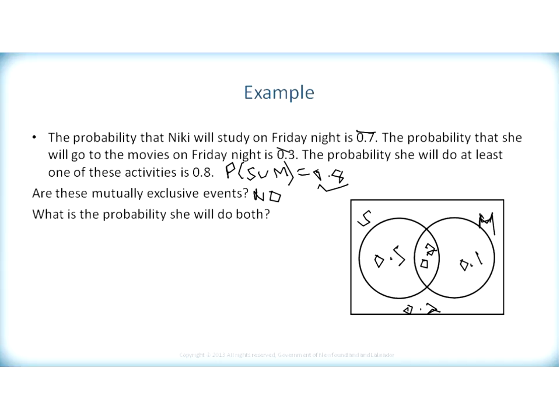What is the probability that she will do both? That is 0.2 or 20%.